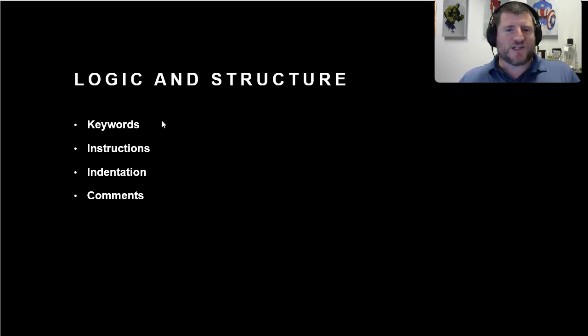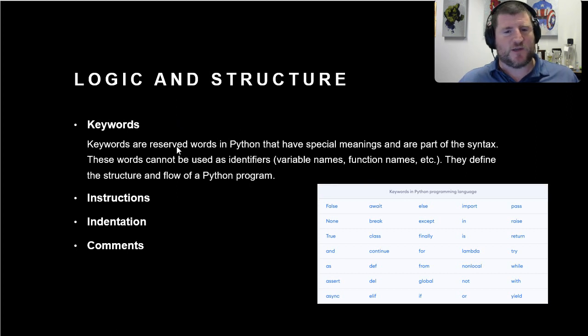So when we talk about logic and structure, this is a couple of things. What does the code look like when you write it? What are the things that you need in order to make the code work, to make it successful? And one of the first things we talk about is keywords. Every programming language has keywords. Some have more than others. Some are limited, but all of them have keywords. And this is just a list of what all the keywords are. And all of these mean something very specific to the Python interpreter.